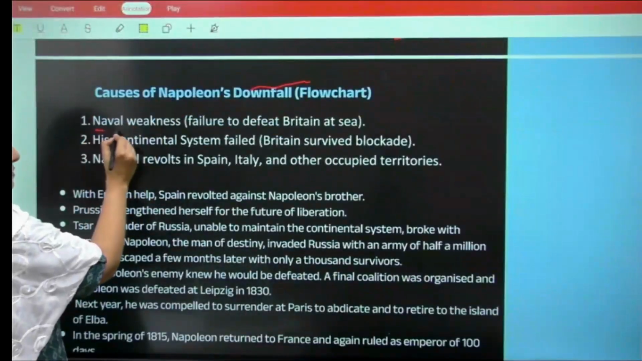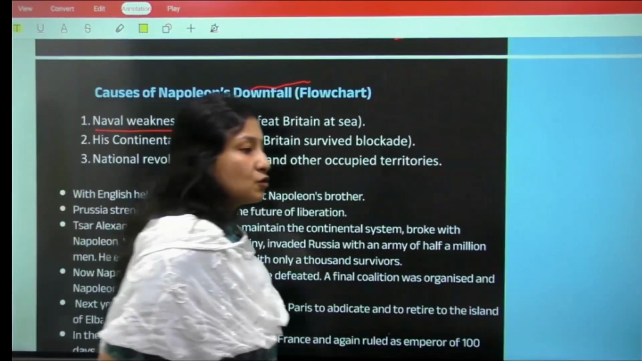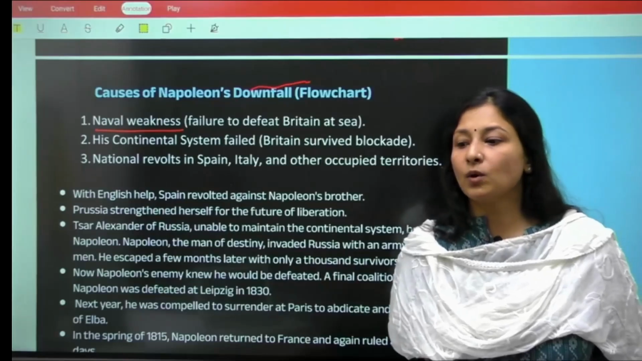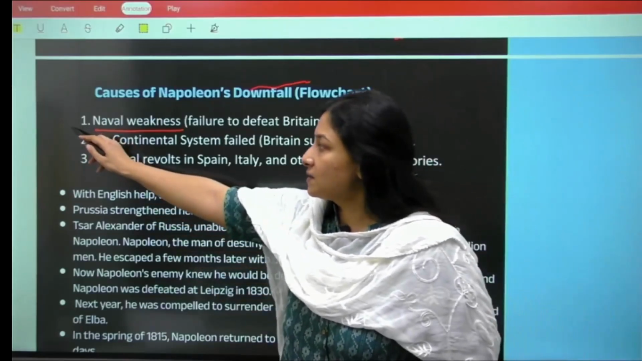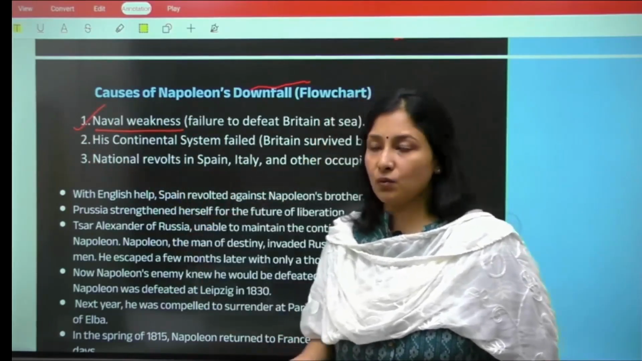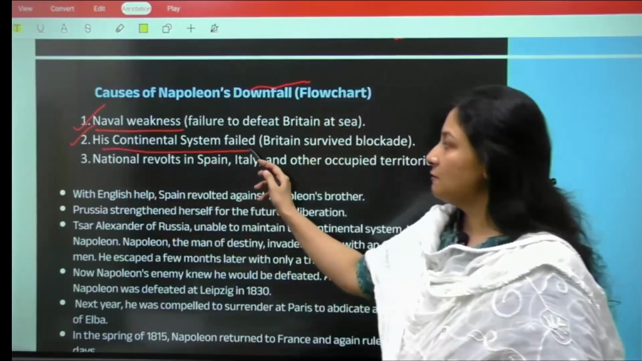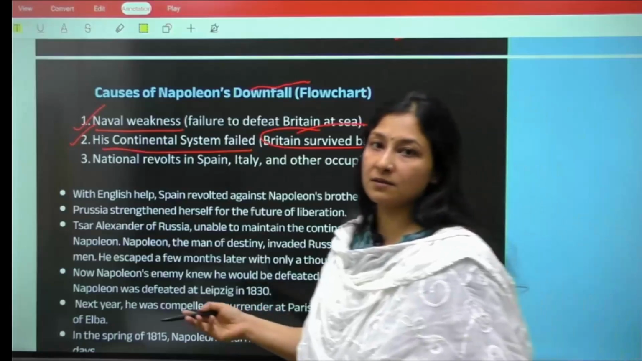Napoleon. First, we'll see over here what were the causes. The naval supremacy of Britain was always greater than that of France. So naval weakness was one of the inherent weaknesses. Second, his continental policy or system failed because Britain even survived the blockade.